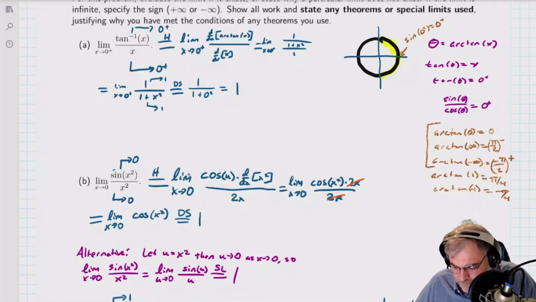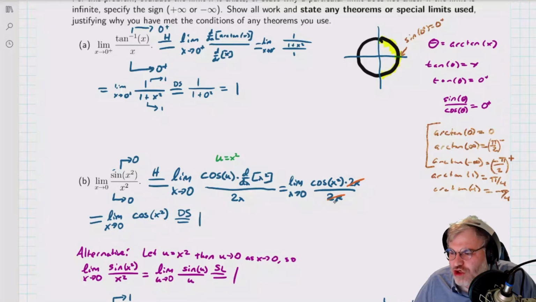I do L'Hopital's rule, and I take the derivative of the top, and I get the cosine of u, where u equals x squared. Let me just do a little u equals x squared. So I do the derivative of the outside with respect to the inside. I get cosine. And then I do the derivative of x squared, and the derivative of the bottom is 2x. So I wind up with cosine of x squared as x goes to 0 times 2x over 2x.